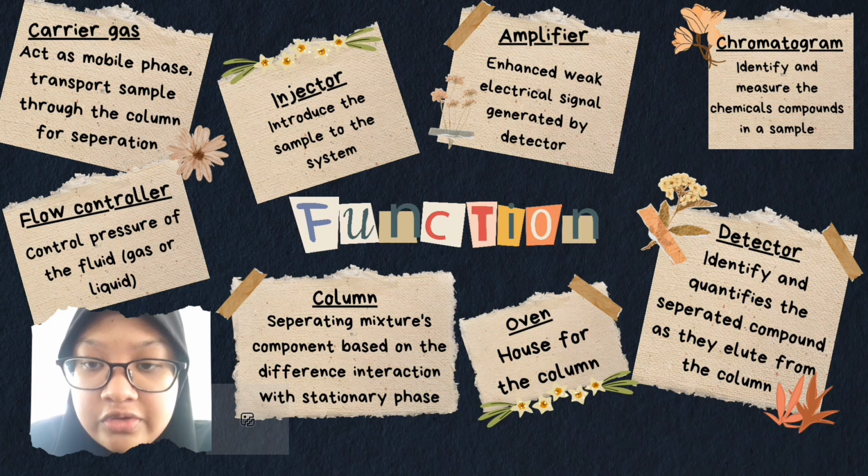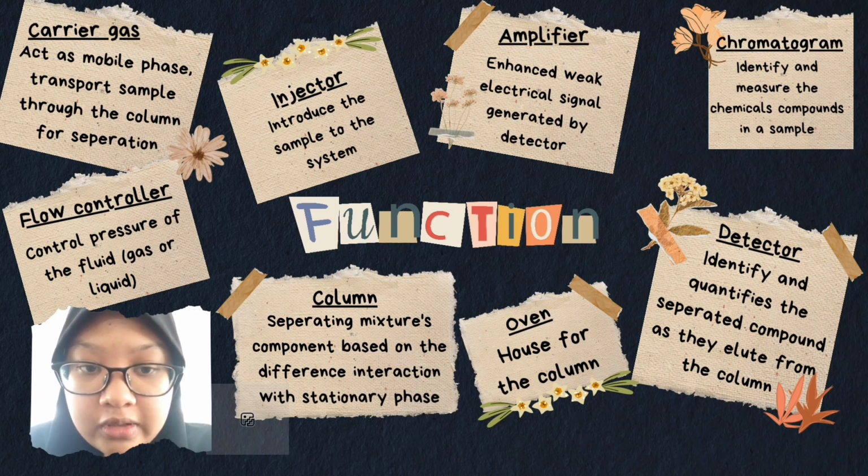After separation, the sample will go to the detector to identify and quantify the separated compounds as they elute from the column. And then the signal will go to the amplifier. The amplifier will enhance the weak electrical signal generated by the detector. And the last one is the chromatogram. After the signal goes to the chromatogram, it will identify and measure the chemical compounds in a sample for data analysis.